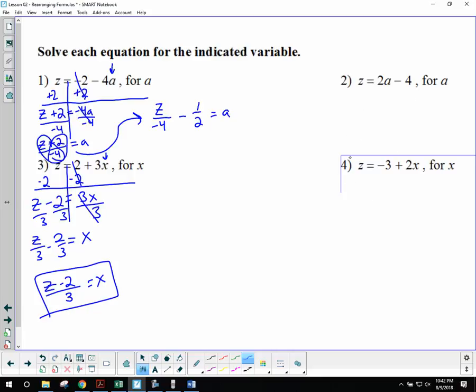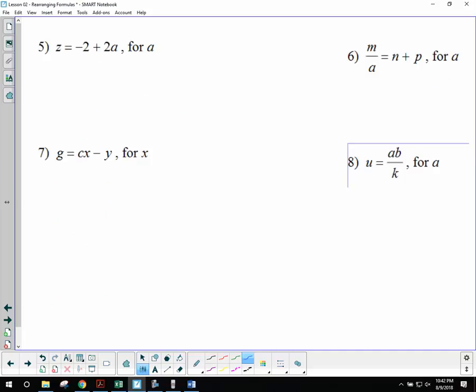So let me find me another one. It looks a little different. Here we go. Let's look at 7. There's nothing but letters in number 7, but you still follow the rules. We're solving for x, so we want to isolate this variable. So I need to move the y because we're undoing the adding and subtracting. So plus y to both sides. G and y are totally different letters, so you can't combine them. Keep them separate. Then we have cx.